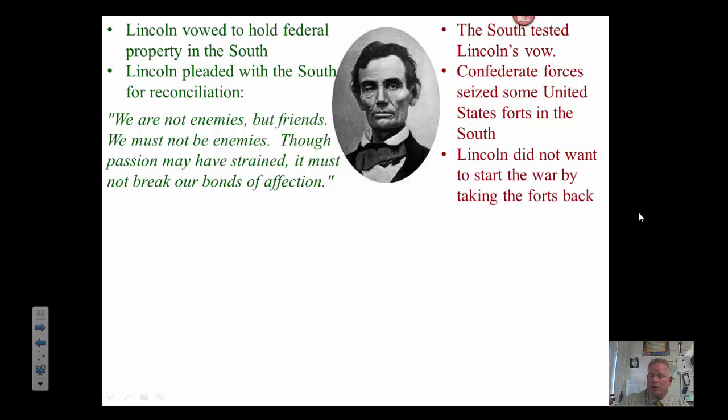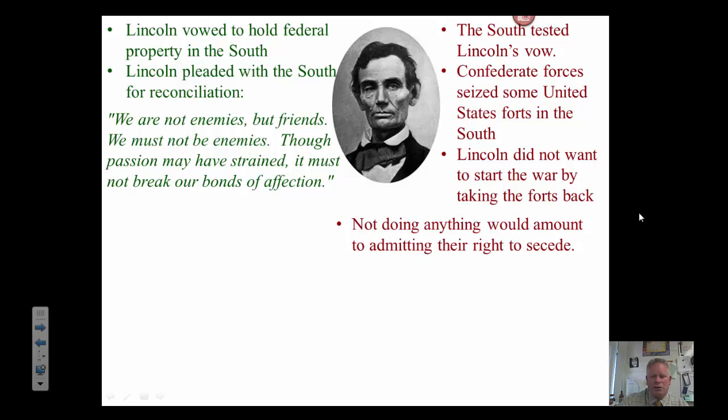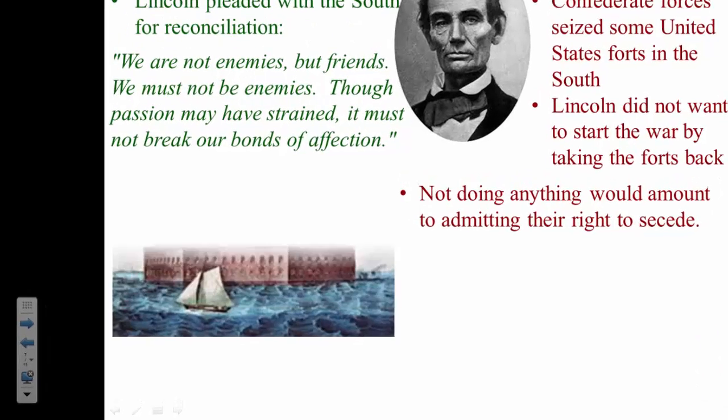Lincoln did not want to start the war. He didn't want to shoot first by trying to take these forts back. But he also knew that not doing anything would amount to admitting the Southerners' right to secede. So he was in a tough situation, and he really wasn't sure what to do.